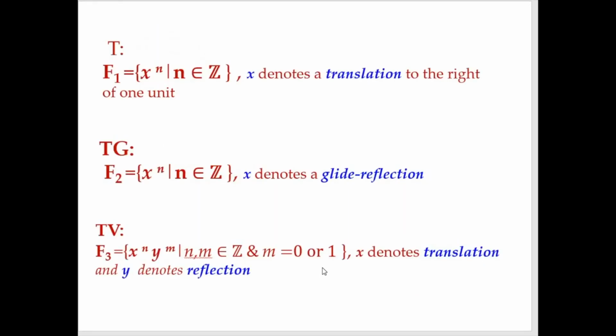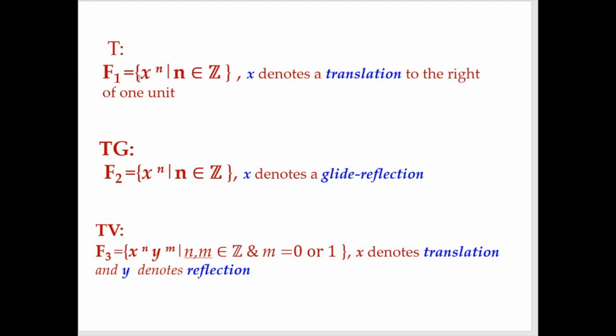Now we will have mathematical notation for all F1, F2, F3, F4, F5, F6 and F7. Just translation alone, it is the collection of all x raised to n, where n is an integer. x denotes a translation to the right of one unit. Now in all this, we can see that all of them have inverse. See, in the case of this translation, when I move it through 1 unit distance, then if I move it back again towards the left direction, if it was moving towards right, that gives the place where it started. So in that case we get the inverse.